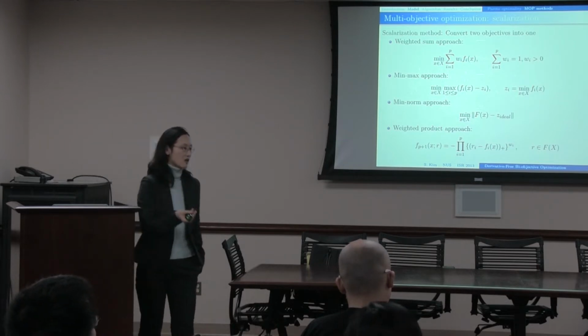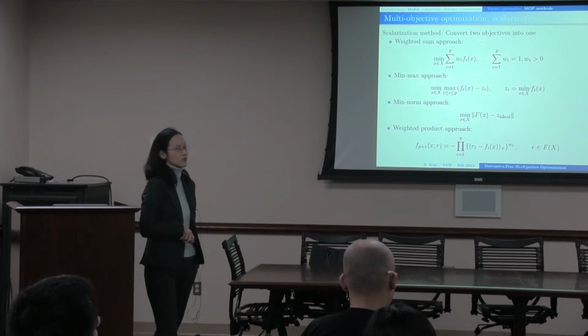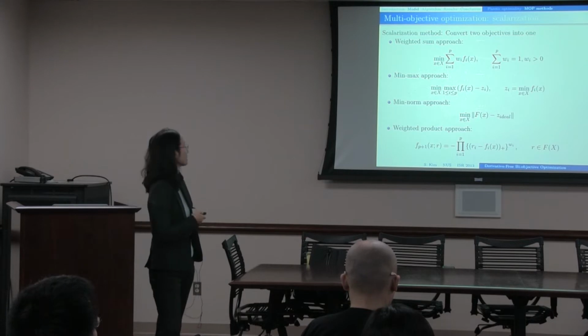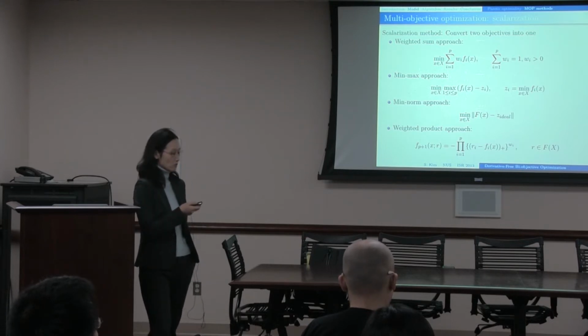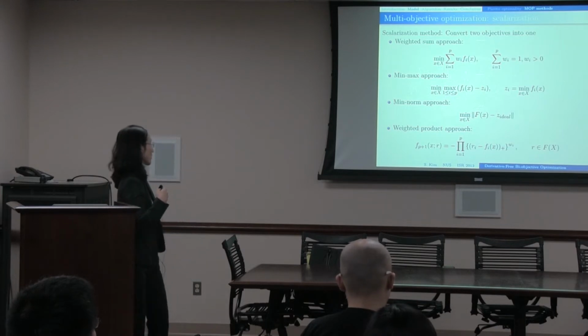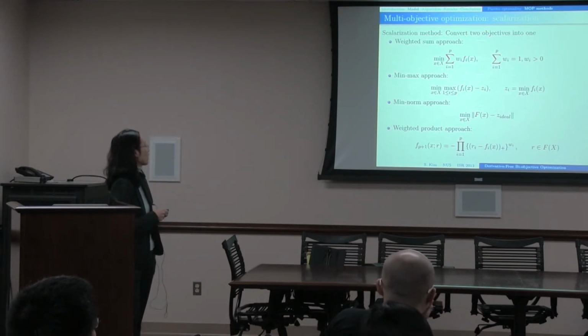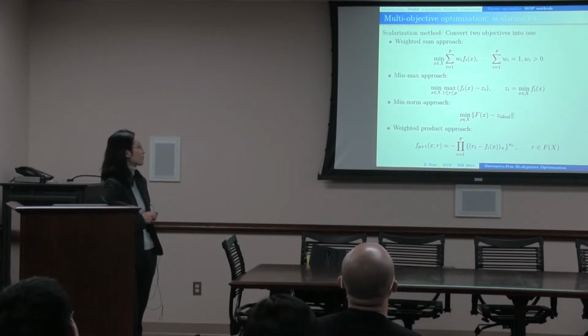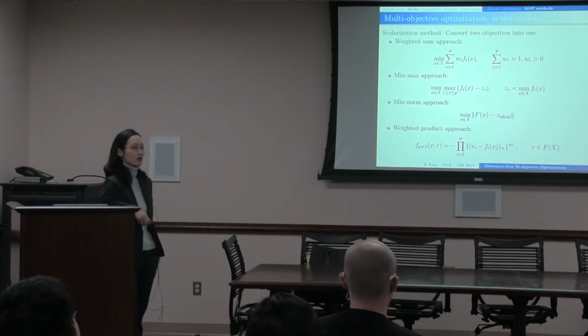There are many approaches for multi-objective optimization, but probably the most popular way in the mathematical programming area is scalarization, which means that we convert multiple objective functions into one objective function. What is the way to do that? The most popular way is the weighted sum approach. It simply takes the weighted sum of the objective functions and then solves this problem. But the problem with this approach is that you can only find the convex part of the Pareto front line.